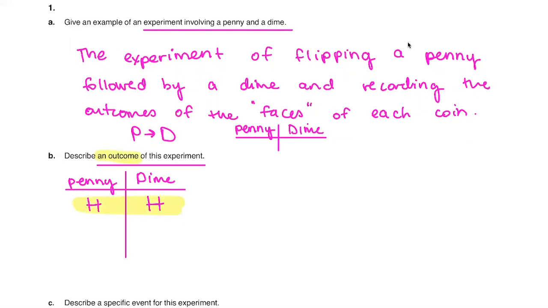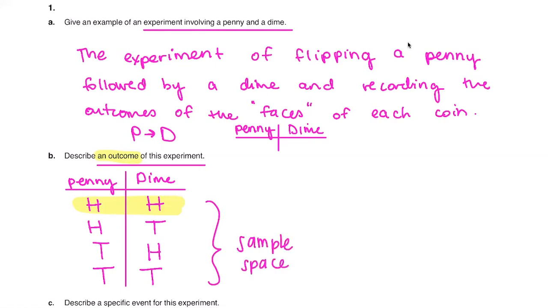Another outcome that could happen is I get a head first for the penny and the dime actually being a tails, a T for tails. Or the penny could be tails and the dime could be head. And lastly, the penny could be tail and the dime could be tail. We actually just wrote out the entire sample space for this experiment when you write out all of the possible outcomes. This is also known as all or total possible outcomes.